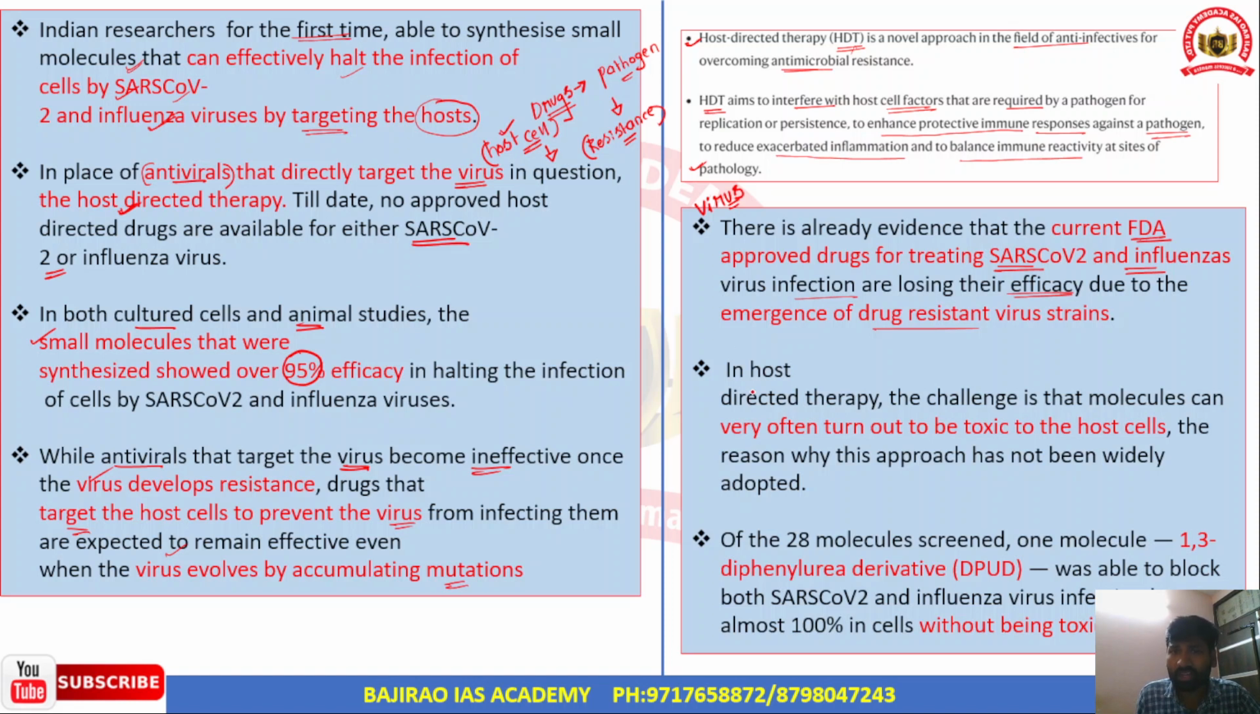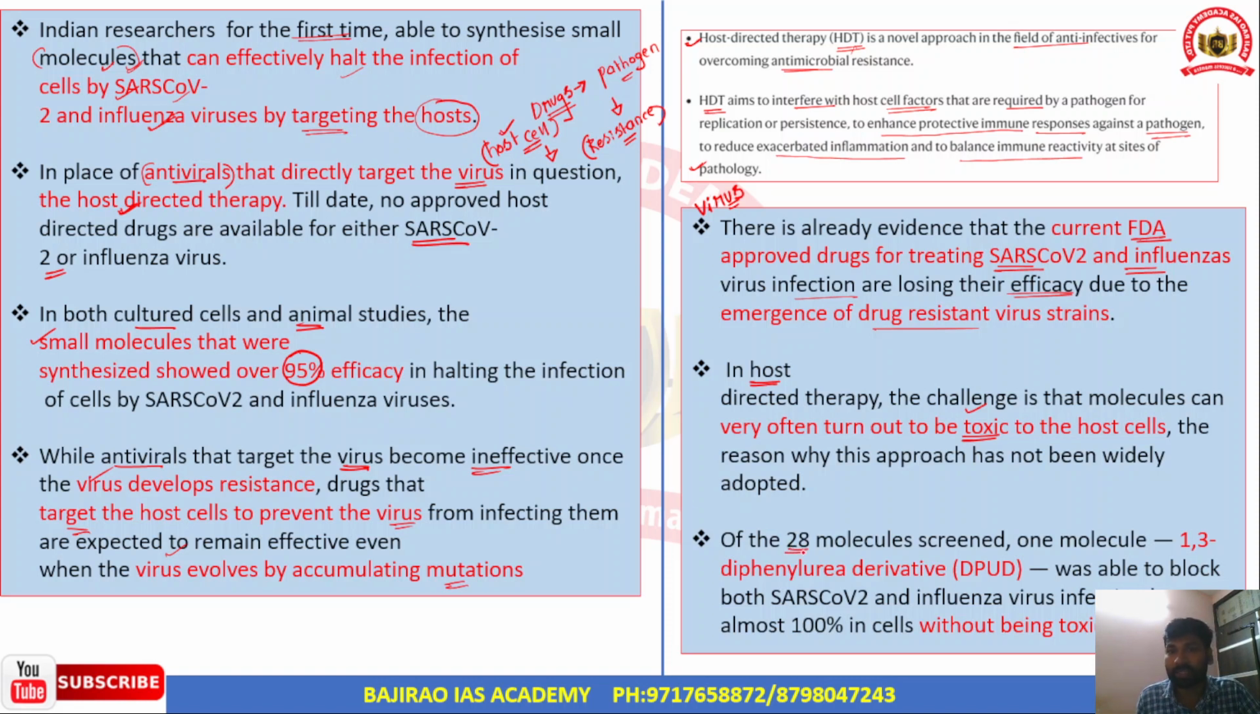Okay, see, in host directed therapy, the challenge is that the molecules very often turn out to be toxic. Okay, so I have already told you that scientists have developed a few molecules, and these molecules are effective to deal with diseases caused by the pathogens of SARS-CoV-2 and influenza. However, these molecules very often turn toxic in the host cells, and that would be harmful for the host cell. So therefore, as of now, there are no approved host-directed therapies.